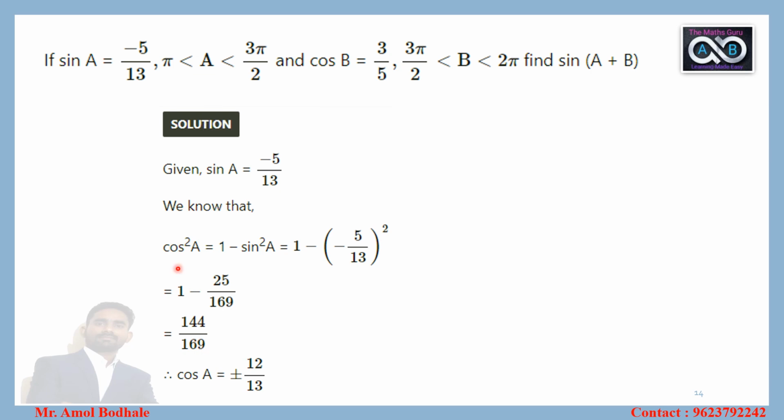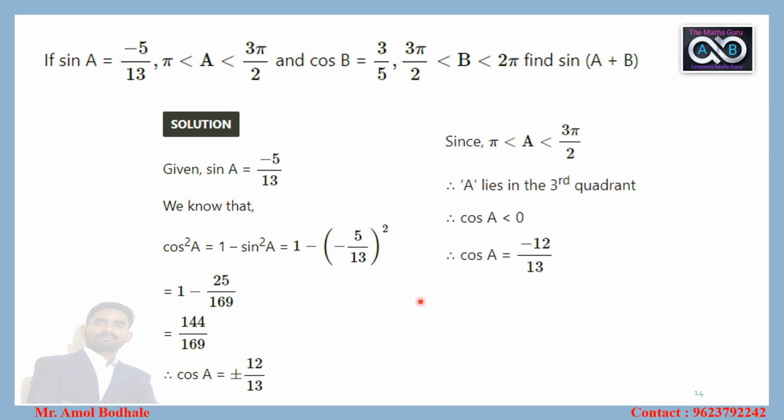Let's take the square root on both sides. So what do we get? Cos A equals plus or minus square root of 144, which is 12, over square root of 169, which is 13. But which solution can we accept, either plus or minus? That's why we should think about the angle A. Here angle A lies between 180 and 270. That means it belongs to the third quadrant, and we know in the third quadrant only tan is positive. That means cos should be negative. So the value of cos A should be minus 12 upon 13, as A belongs to the third quadrant.